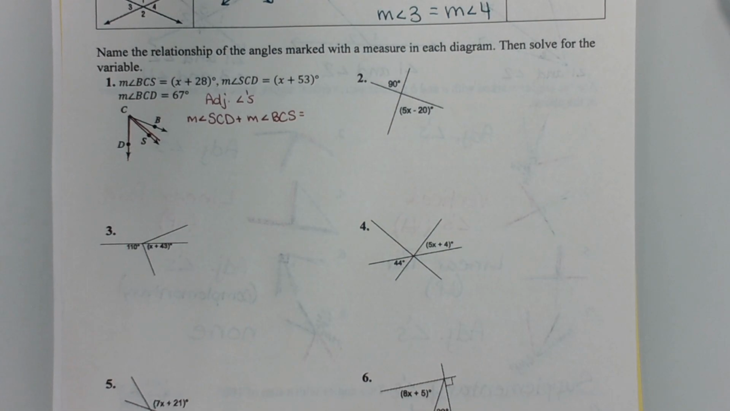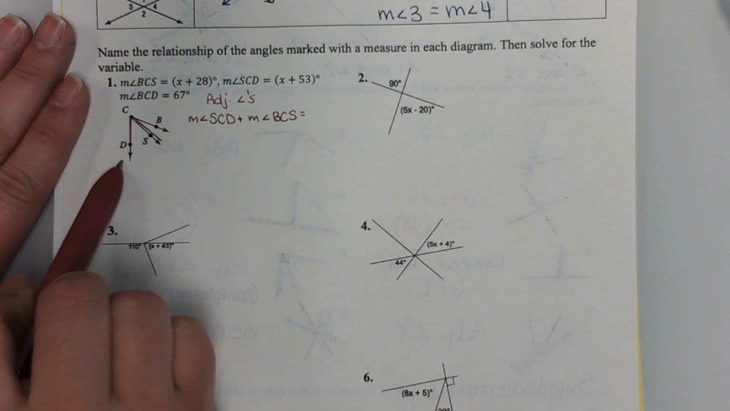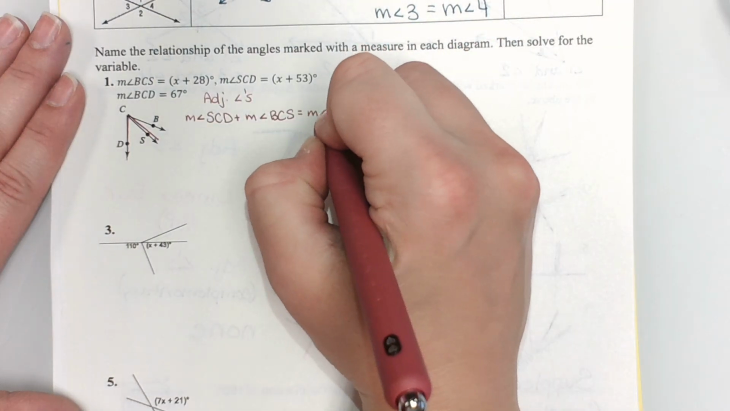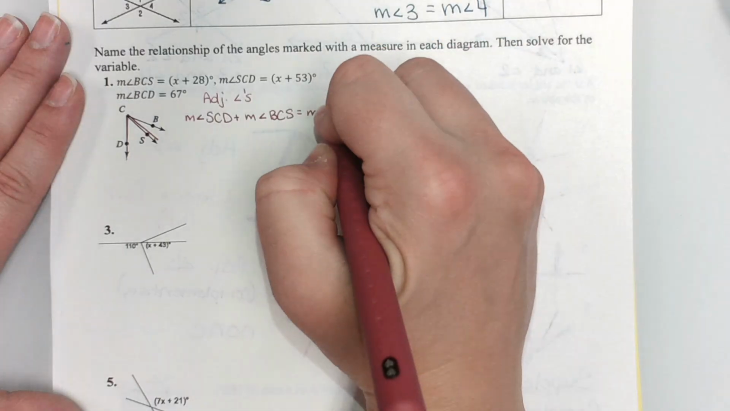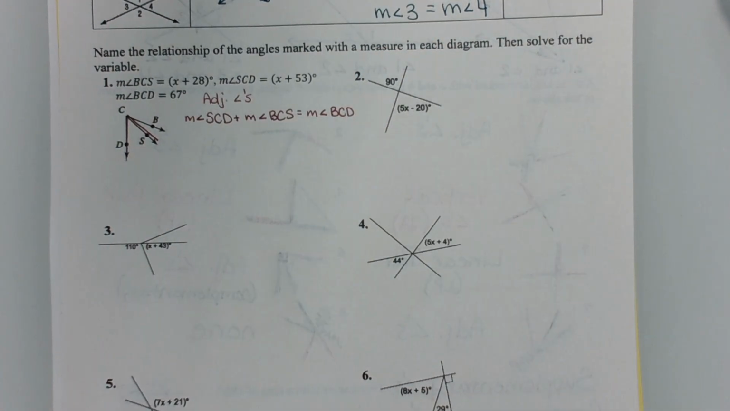Equals. The big one, Jace. What is the biggest angle's name in this picture? DCB, or I'm going to write it as BCD because that's the way that it has it. That's what adjacent angles allows us to do. Part plus part equals the whole thing.